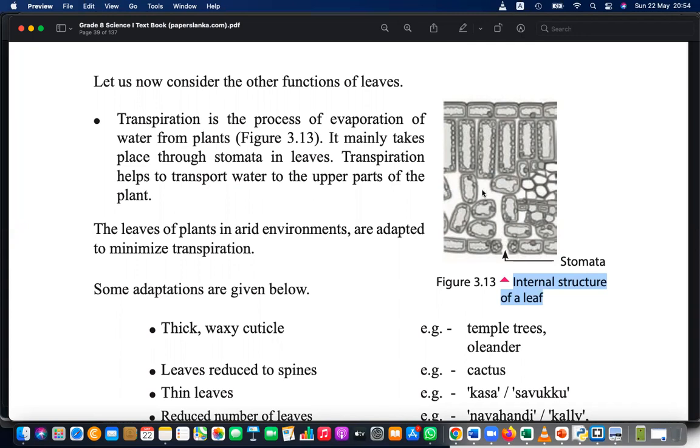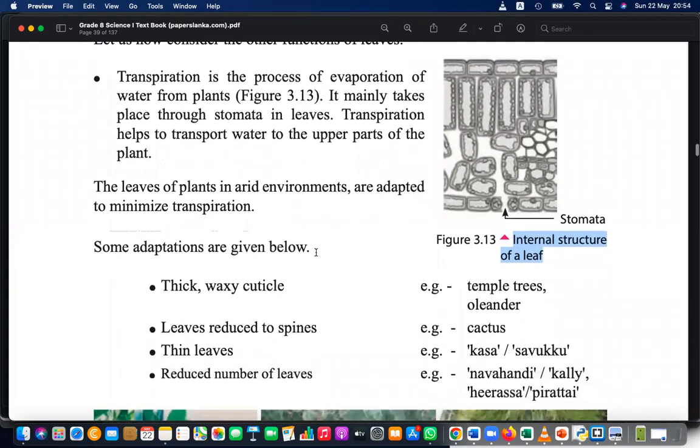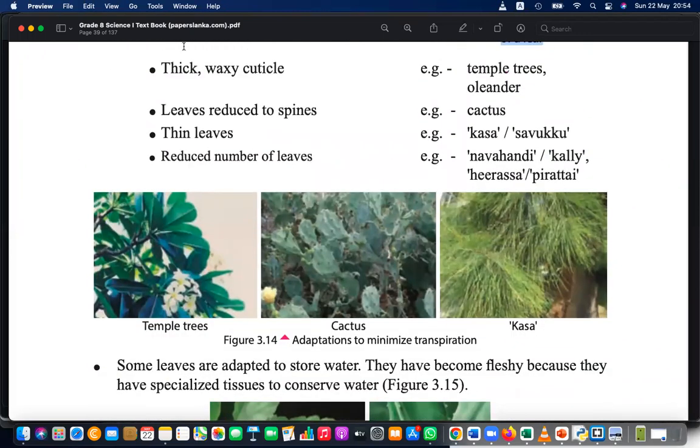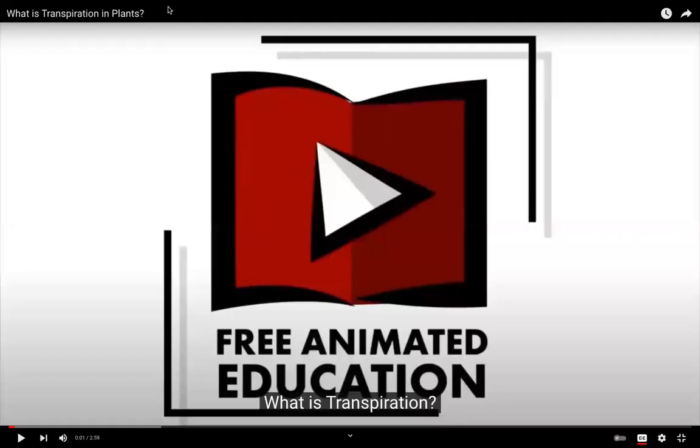Right? So this is actually, let me show this using the animation. I think it's better. Let's see the video.